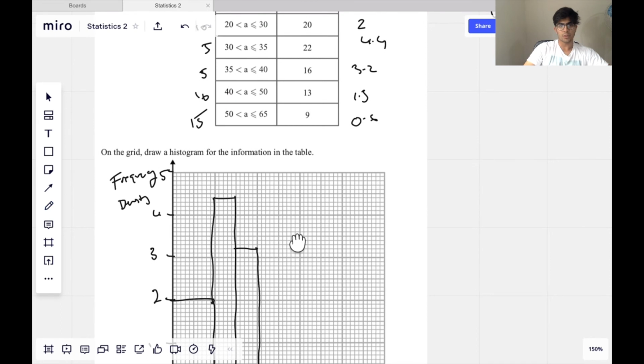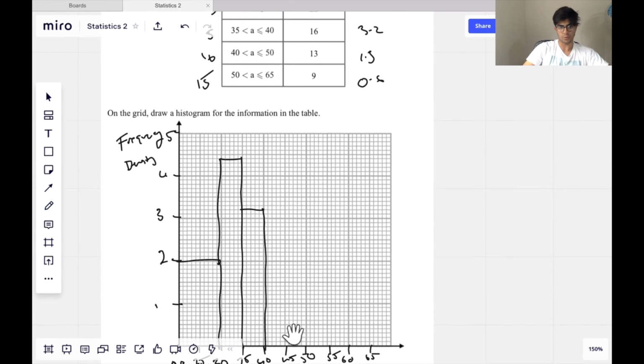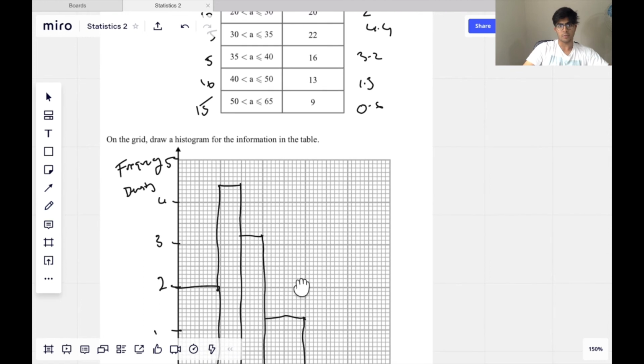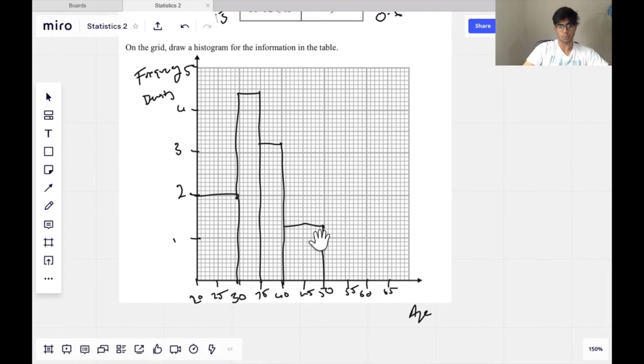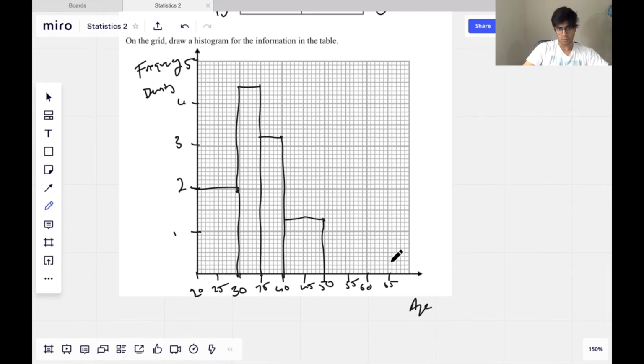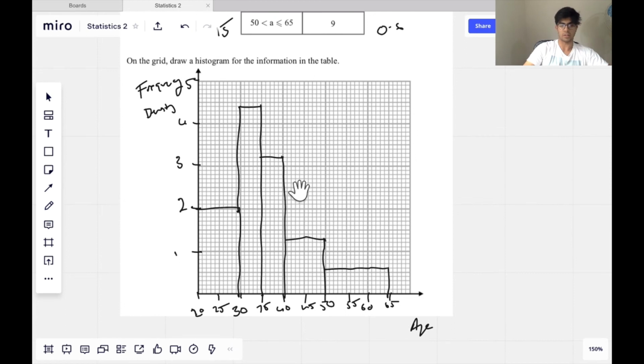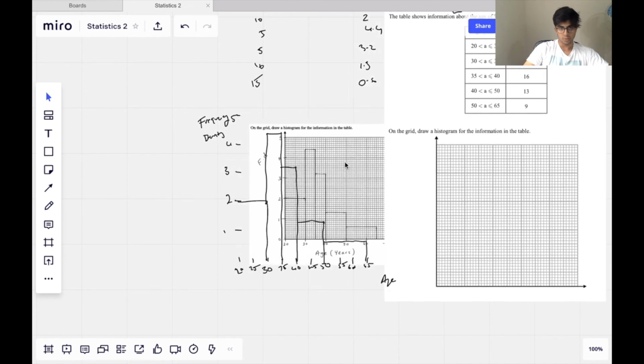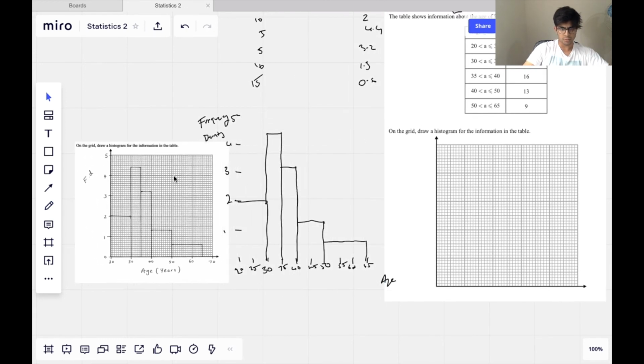40 to 50, sorry, is 1.3. So we go 40 to 50, 1.1, 2, and 3. And then 50 to 65 is 0.6. So all the way up here to 0.6. And there we go, this is our frequency, our histogram. And I've also got the answer here, in case you don't believe me, which I think looks very similar.